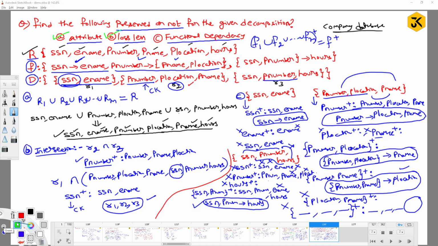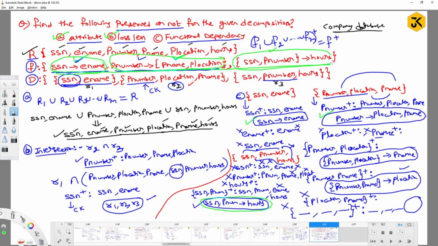Now at the final step, you have to check whether the actual FDs are preserved or not, right? So try to take SSN determines ename. Is SSN determines ename possible? Yes, it is done. Similarly, check whether p number determines p name comma p location. Yes, it is satisfied, so this is also preserved. Next, SSN p number derives hours, right? If you observe, this one is available at this particular location, which means this is also satisfied.